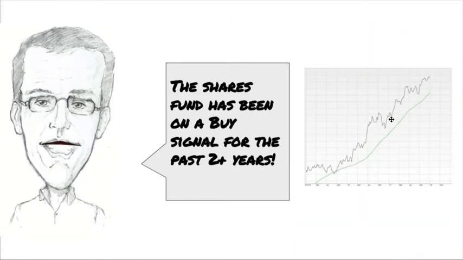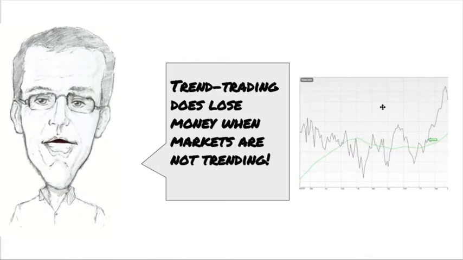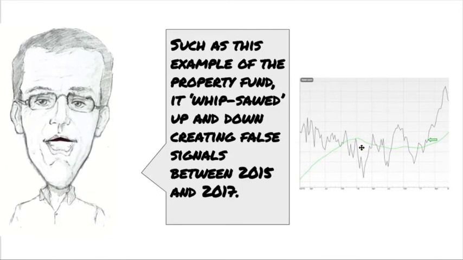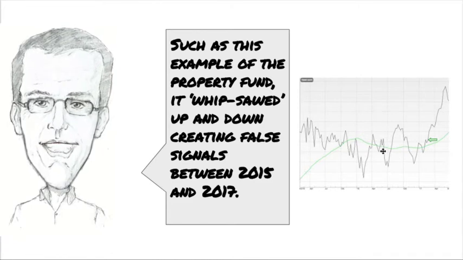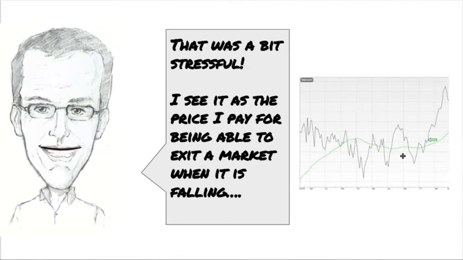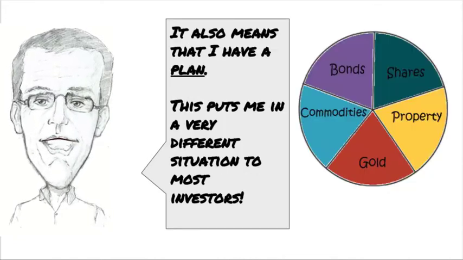For instance, the shares fund has been on a buy here for the past 2.5 years. But trend trading does lose money when markets are not trending, like here. So this property fund during this period of time whipsawed up and down, creating false signals which lost me money. And of course that was stressful. But I see that as a price I pay for being able to exit a market when it's falling, which means that I have a plan.